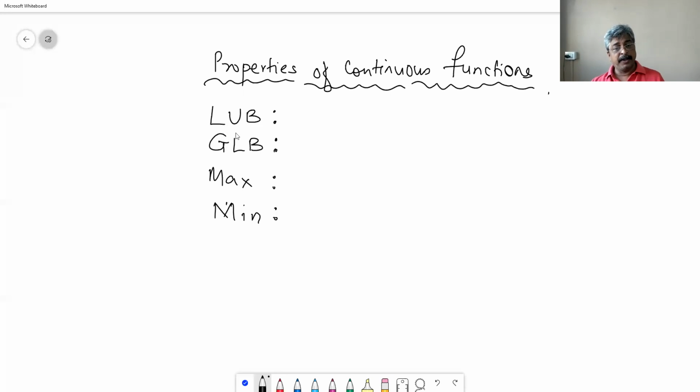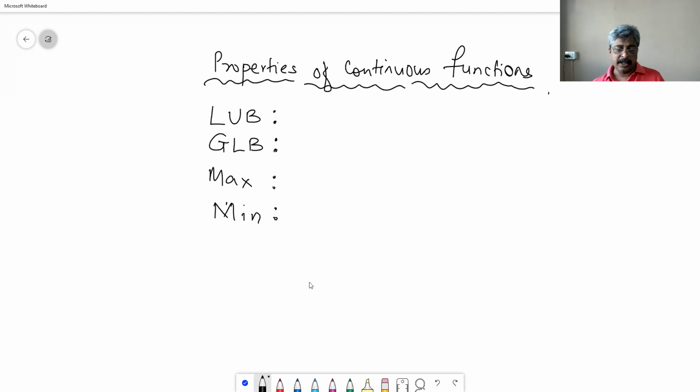Similar definition for GLB. What is the definition or understanding of maximum? It is the largest element in the set under consideration, value wise, real number. Minimum, it is the smallest element in the set under consideration.